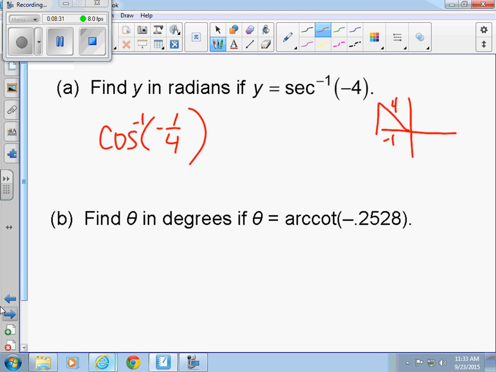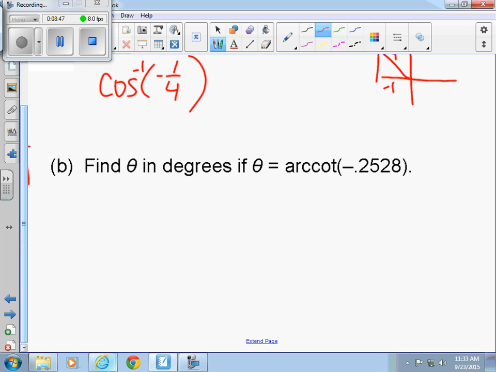Okay, let's think of that question first. How do you flip it if it's a decimal? Put 1 over it, right? 1 divided by that, that's the reciprocal, right? So let's do tan inverse of 1 over negative 0.2528.